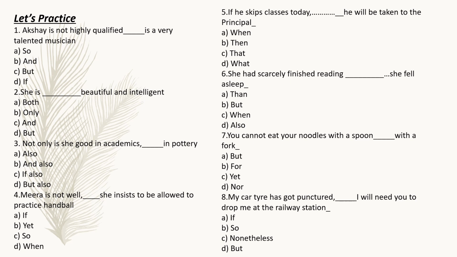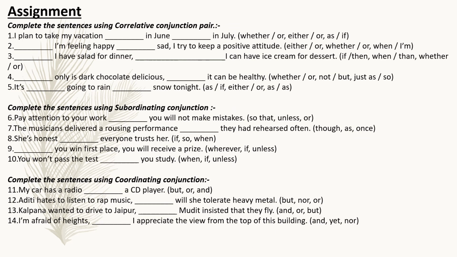These are a few examples of how to use conjunctions. With this, our session for today is over. I've given you some assignment questions for all the 3 types of conjunctions: correlative, subordinating, and coordinating. I hope you will be able to answer all these very easily. For each question, I have given you various alternatives in the bracket. You have to fill in from those.